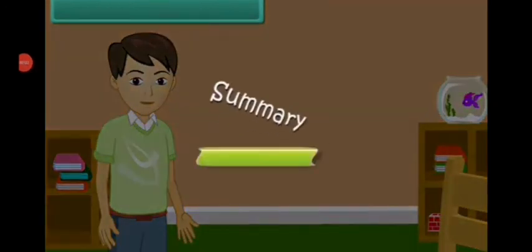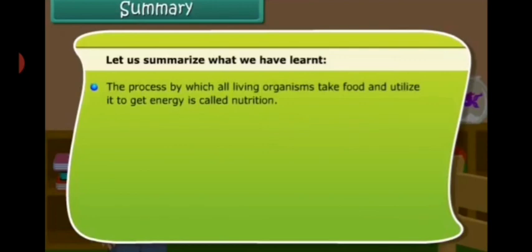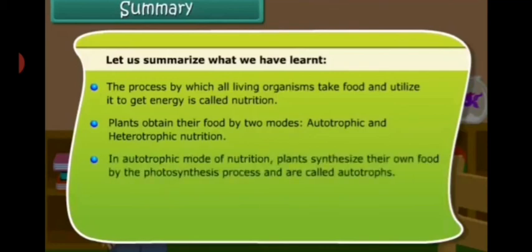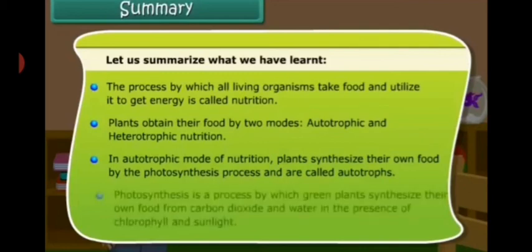So finally, let's go to the summary. What are the things we learned from this chapter? Let's summarize. The first thing you learned is that the process by which all living organisms take food and utilize it to get energy is called nutrition. Second, plants can take food by two methods, autotrophic and heterotrophic. Autotrophic nutrition means they prepare their own food by the photosynthesis process, and such plants are known as autotrophs.